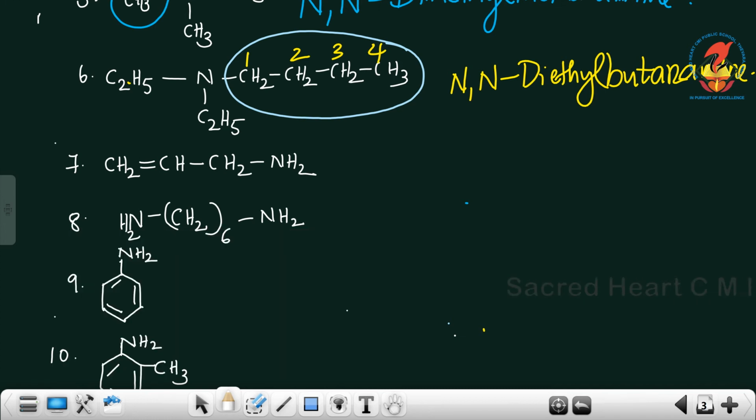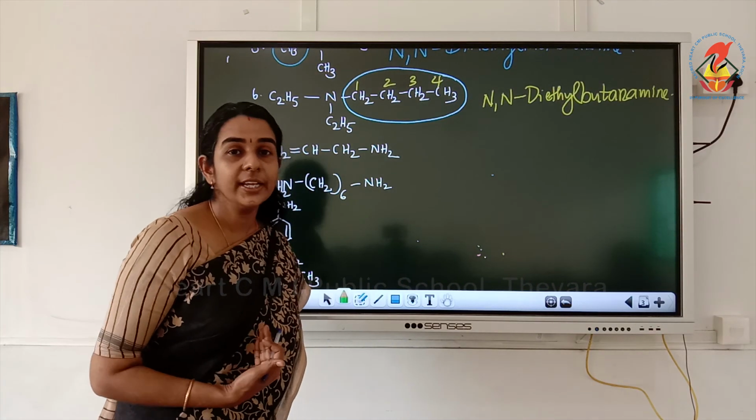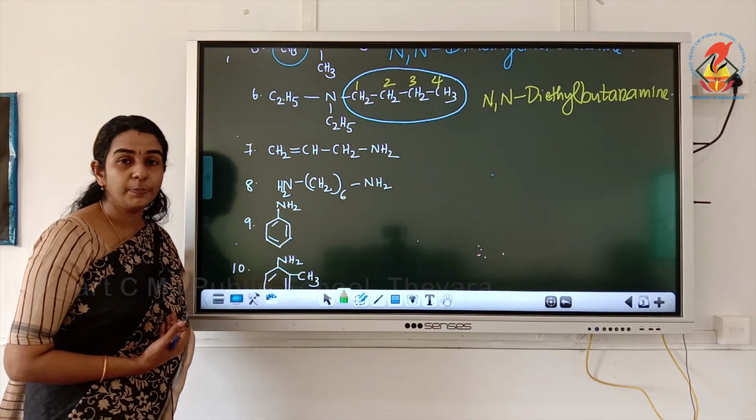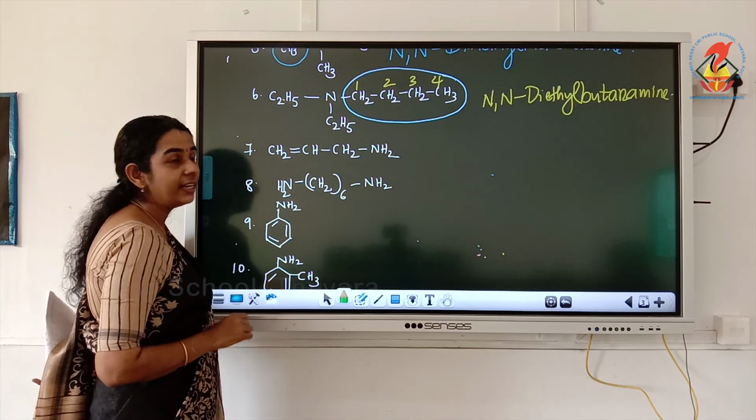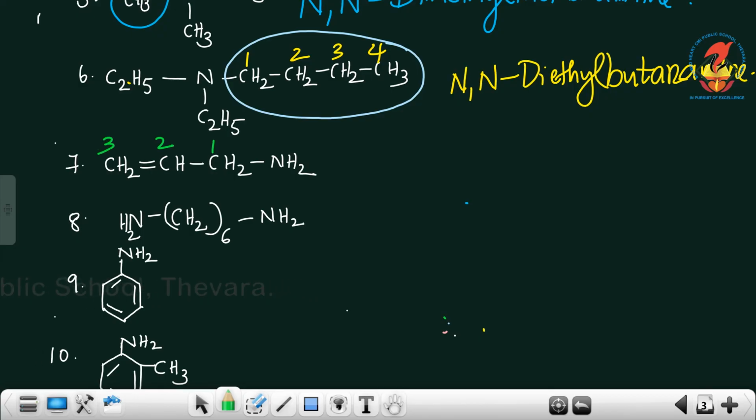In the next question, we have 2 functional groups: one is a double bond and one is the NH2 group. According to the priority rule, double bond and triple bond get the lowest priority. So when we number this chain, the carbon attached to NH2 should get the lowest possible number. So 3 carbon means prop. There is a double bond and the position is 2, so it is prop-2-ene. NH2 is on the first carbon, so ene-1-amine, or prop-2-enamine.